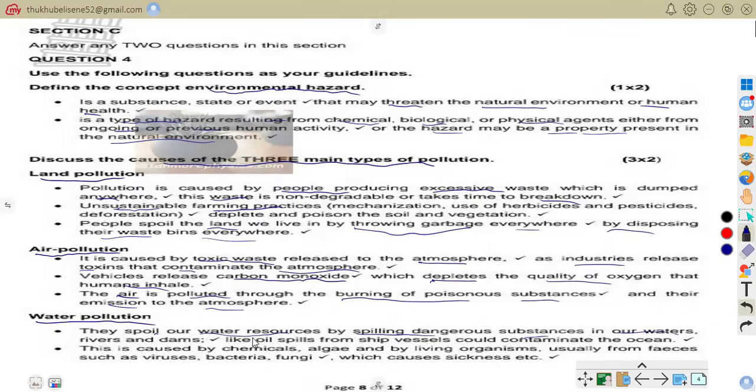They spoil our water resources by spilling dangerous substances in our waters. We're talking of rivers, dams, like oil spills from ship vessels that could contaminate the ocean. So we are talking about the causes now, and oil spills from ships also cause that. It is also caused by chemicals or algae, by living organisms, usually from substances such as viruses, bacteria, and fungi, which cause sickness. We are talking about dumping chemicals into the rivers, and also sewage, the feces carrying bacteria and viruses.